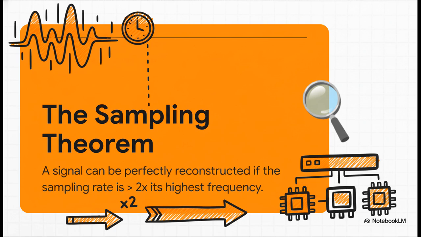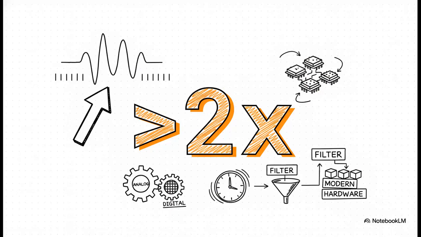It says that as long as your signal has some highest frequency, we call that being band limited, you can capture it perfectly. All you have to do is sample more than twice as fast as that highest frequency. And that's the key, right there. Greater than 2 times. It's so important to remember, not equal to 2 times, but strictly greater. This rule of 2 is like the universal speed limit for going digital. You want to capture a 10 kilohertz tone?